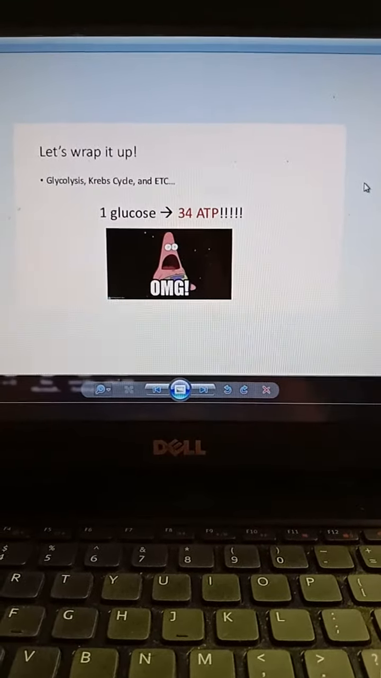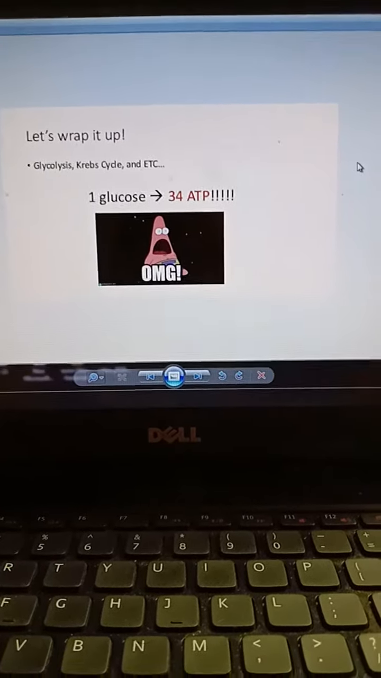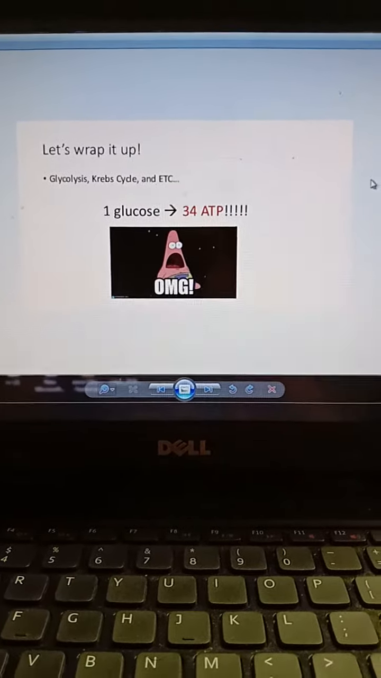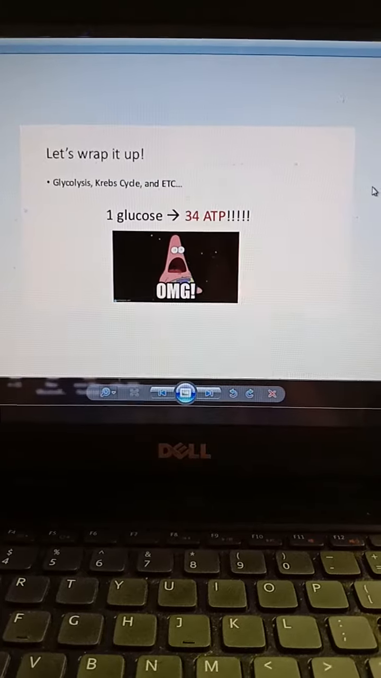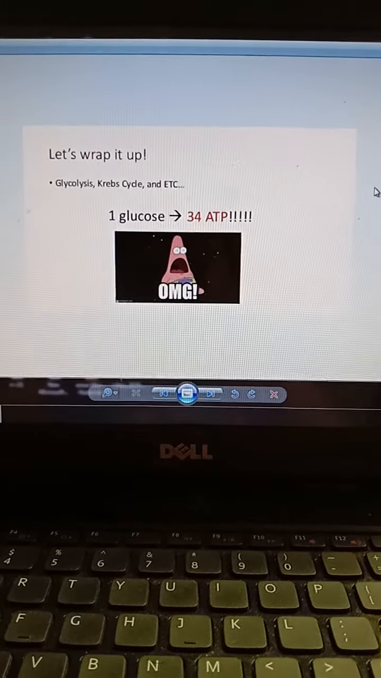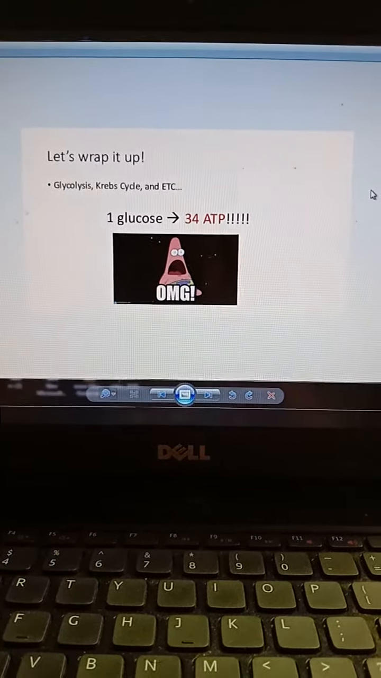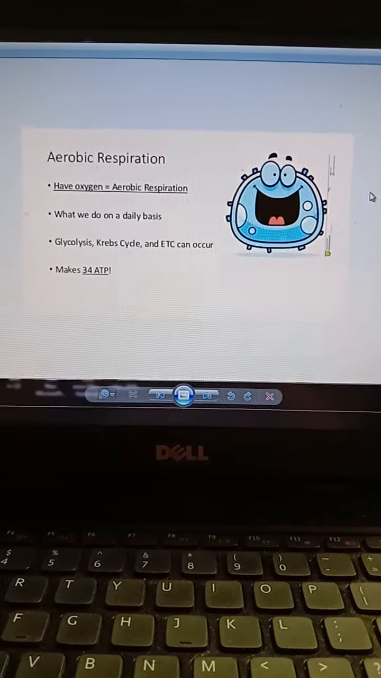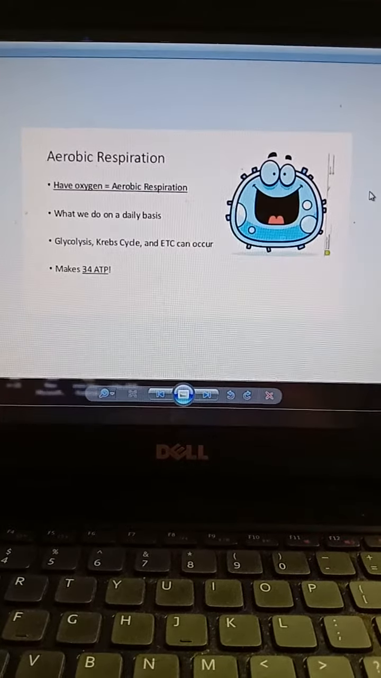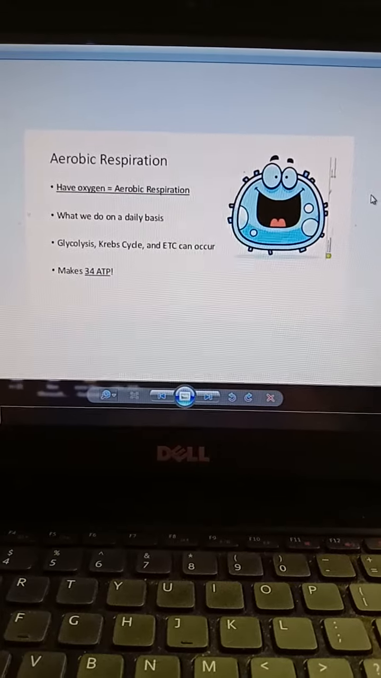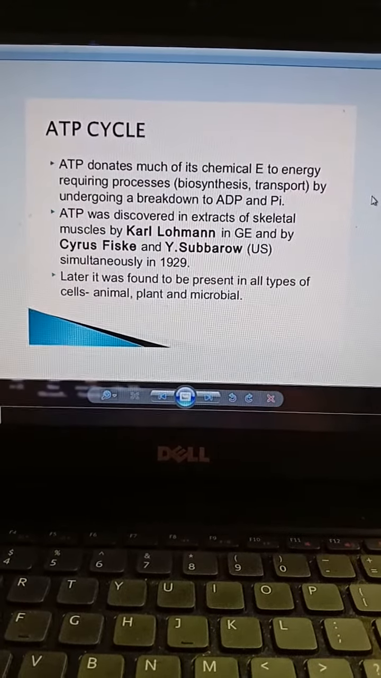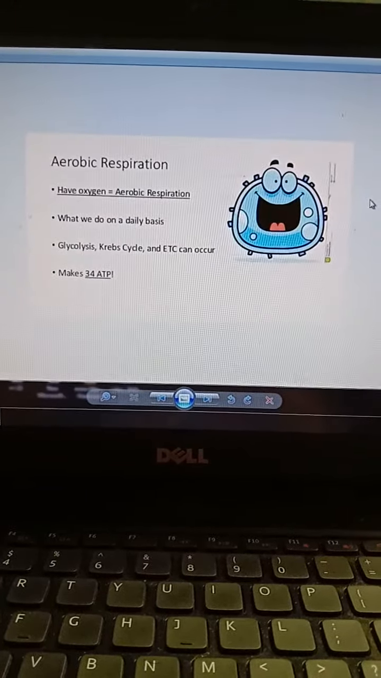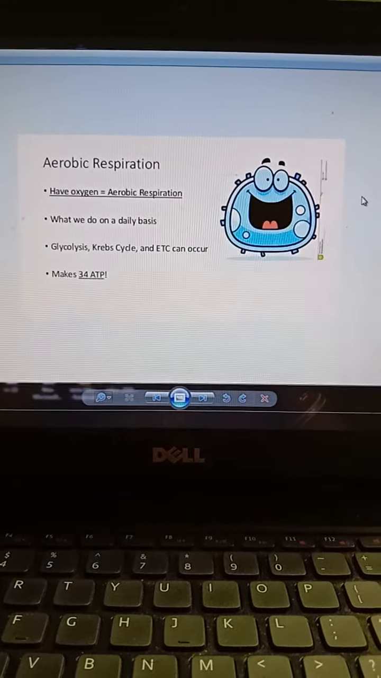So one molecule of glucose produces 34 ATP. At the first stage, glycolysis, it produces 2 ATP, and the later stages produce 32. Total 34 ATP molecules are produced. So aerobic respiration, which requires oxygen, produces 34 ATP, and in the non-aerobic cycle they produce 2 molecules of ATP.